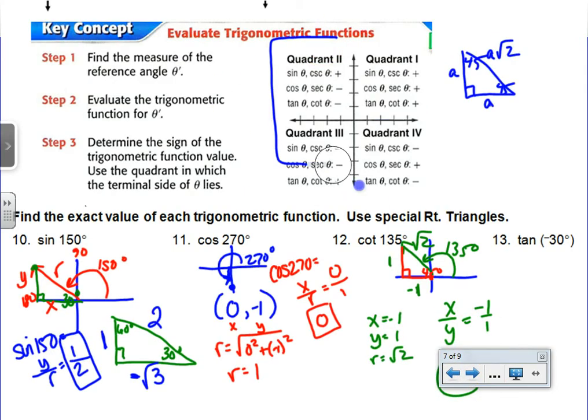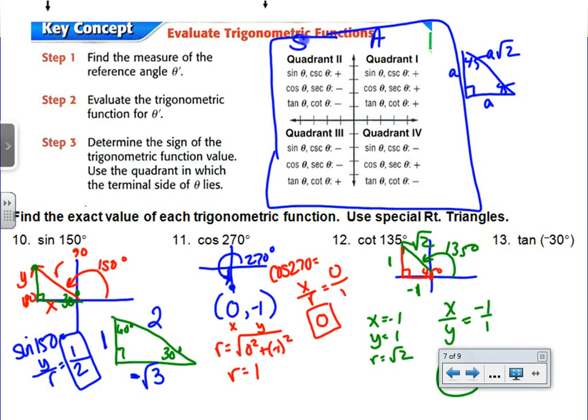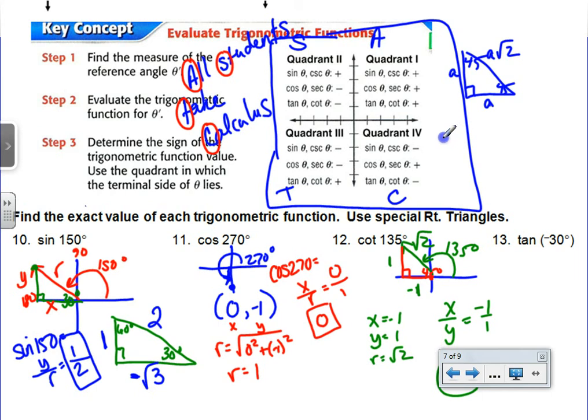This is what I was referring to earlier. So those of you who've had ACT prep, you saw this mnemonic device before, ASTC, and that stood for All Students Take Calculus. It doesn't have to be true, it's just a mnemonic device. What that meant was if you took the first letter from each of those words and put them in the quadrants, that tells you which trig functions are positive in that quadrant.